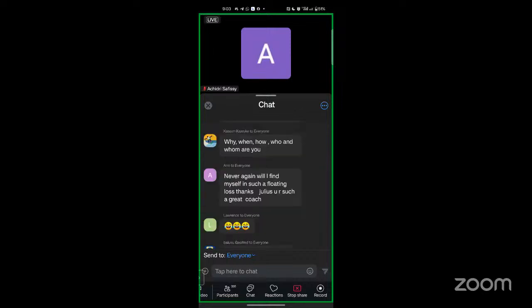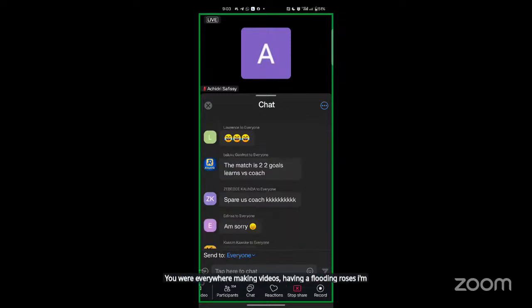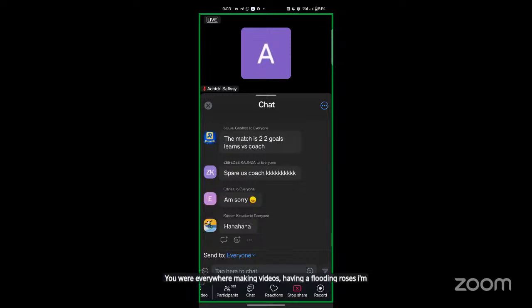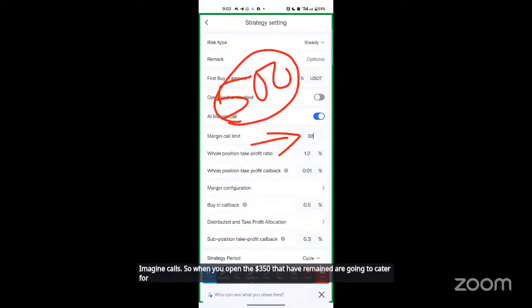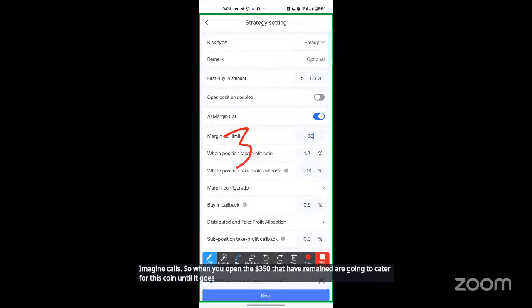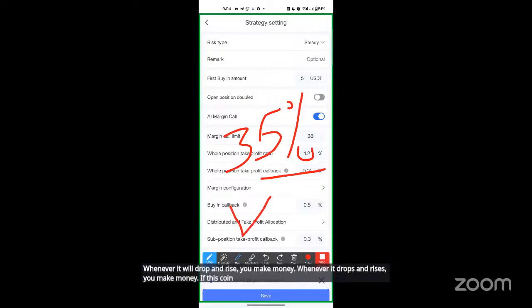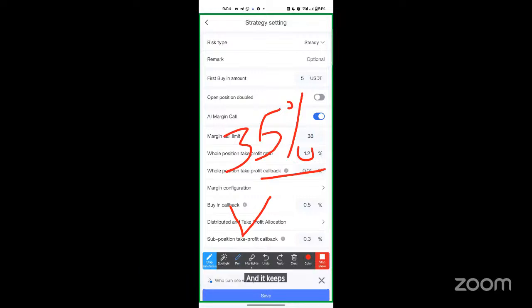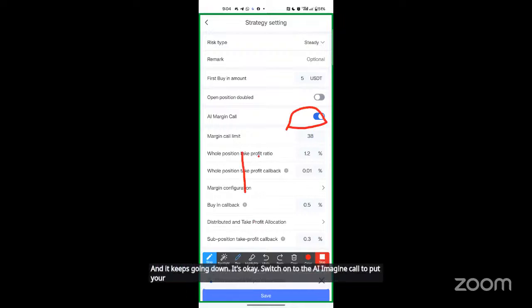And you are everywhere making videos. So when you open the margin calls, the $350 that have remained are going to cater for this coin until it goes down 35 times. Whenever it drops and rises, you make money. If this coin does not rise and it keeps going down, it's okay. Switch on the AI margin call to put your money slowly in the market.